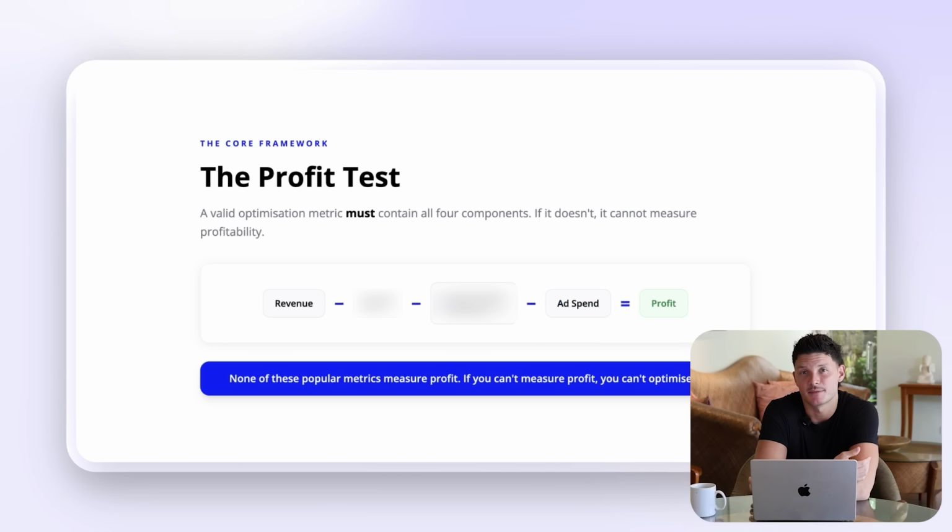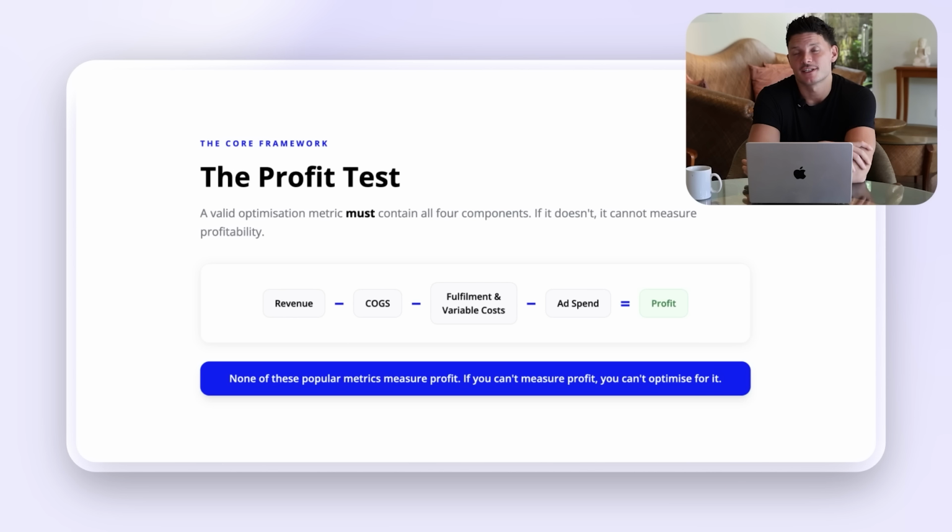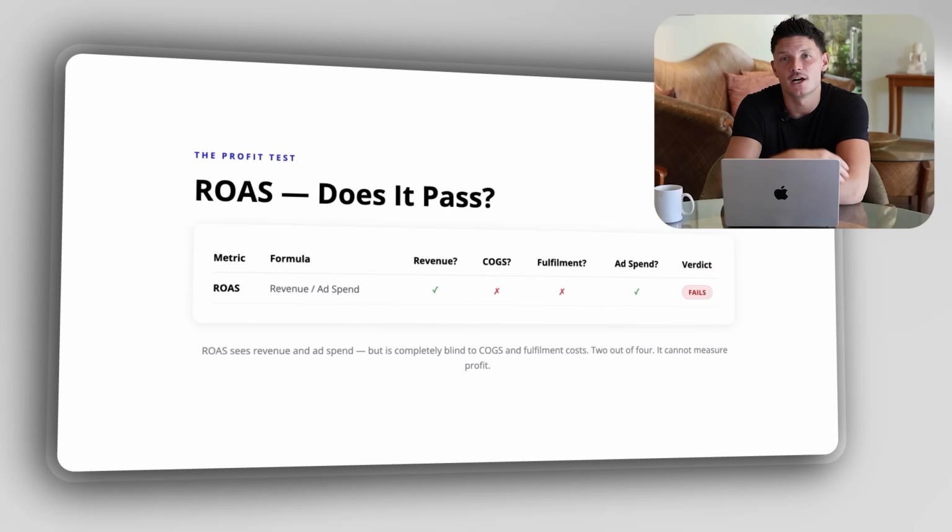That means a valid optimization metric must include revenue, ad spend, minus cost of goods sold, minus fulfillment and variable costs. Because that's literally what profit is, math. And if a metric doesn't contain all four of those components, then it cannot measure profitability. And if you cannot measure profitability, you cannot work out if your ads are working. And then if you can't work out if your ads are working, then how do you optimize? It's mainly guesswork, right?